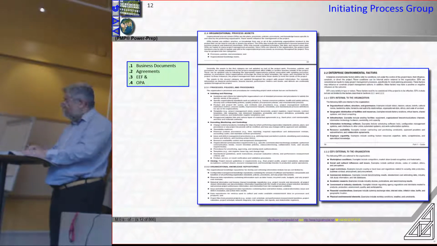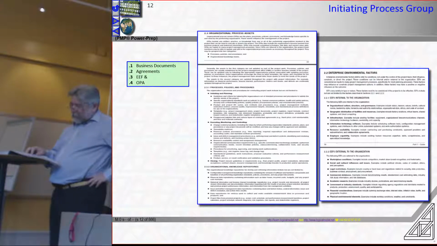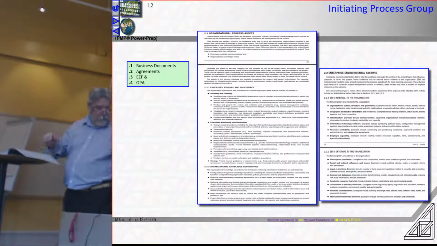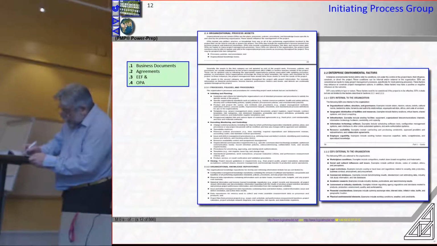Well, this is an enterprise environmental factor because it says enterprise environmental factors, and I'm changing the words, is conditions not under the control of the project team that influence, constrain or direct the project. And what we can now see here is that there used to be 13, are there still 13? 1, 2, 3, 4, 5, 6, 7, 8, 9, 10, 11, 12, 13. There are 14. You're going to write the number down there.